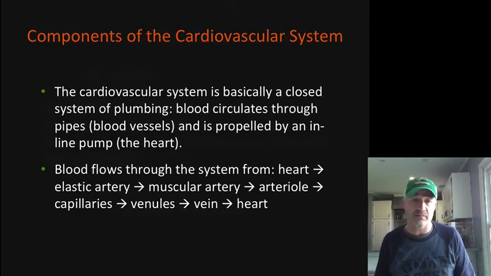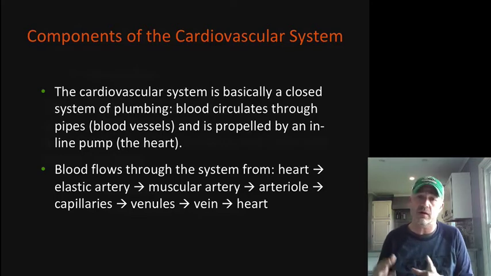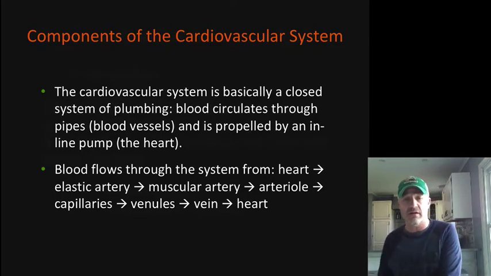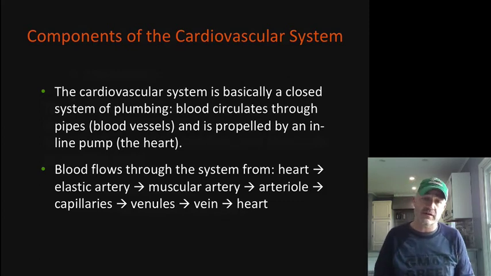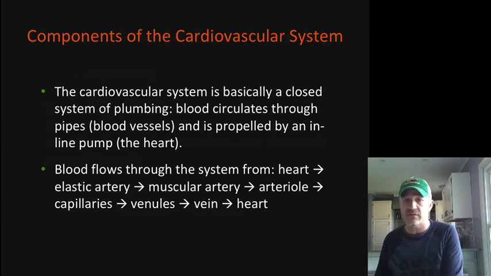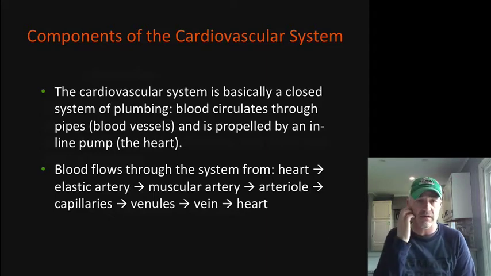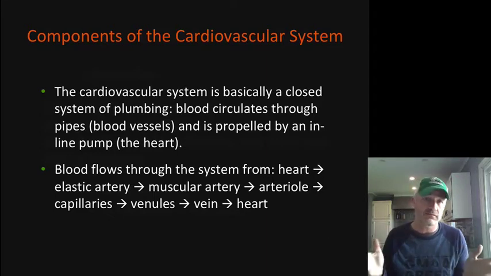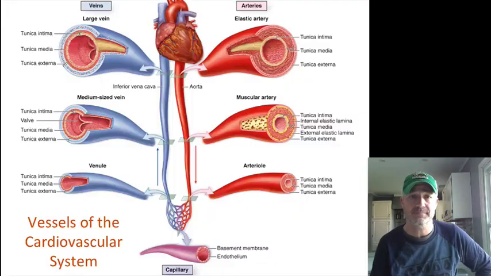Normally, when we look at this, blood flows starting at the heart. It's going to go through these larger elastic arteries to ones that have a little bit more smooth muscle in the wall called muscular arteries, to smaller arterioles, to the capillaries, to the smaller veins, which are venules, back to larger veins, and back to the heart. That's really what we look at when we look at most of the cardiovascular flow in the system.